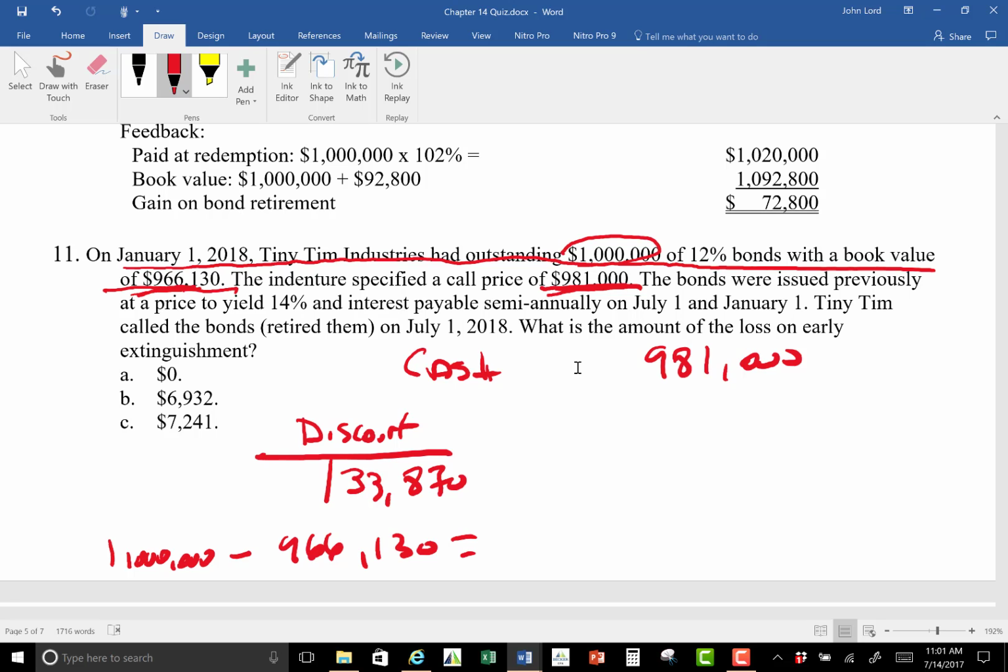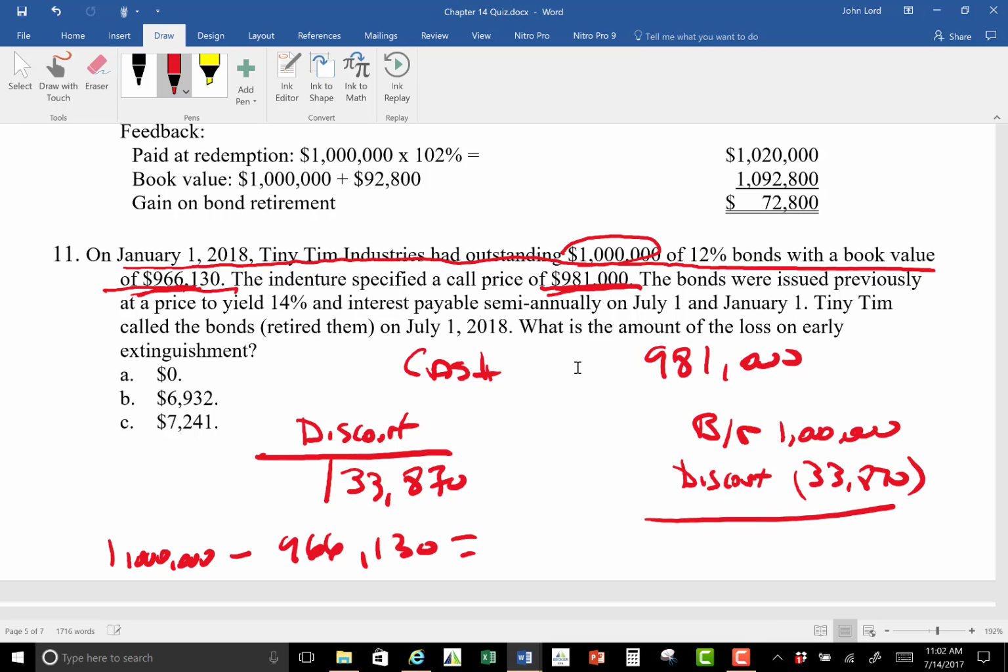Okay. Now, if I were to make the balance sheet right now, at January 1st, the balance sheet would show bonds payable of $1 million. We would have a discount of 33,870. And of course, the carrying amount they already told us is 966,130, right? That's the carrying value of that bond.